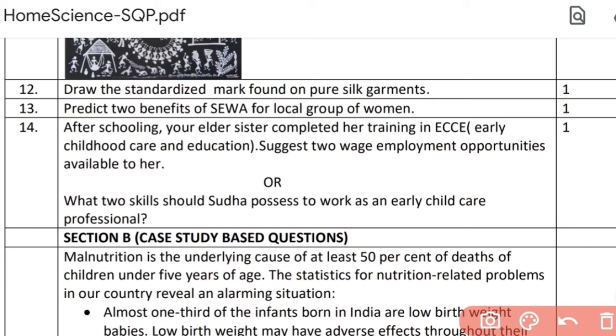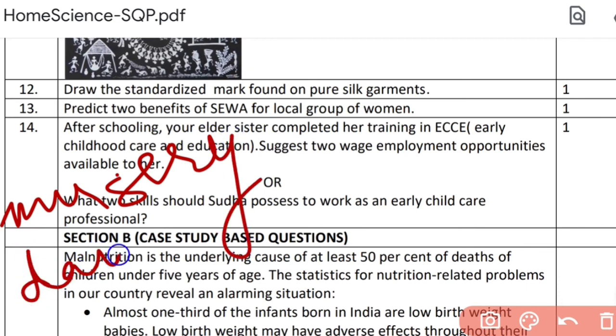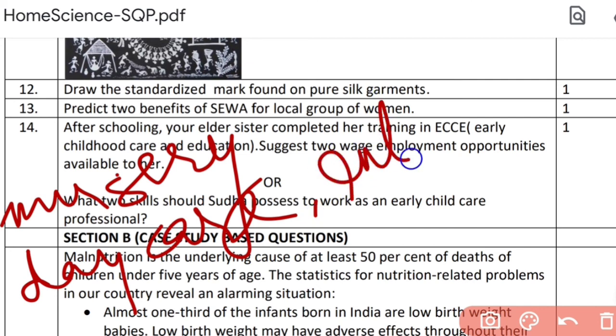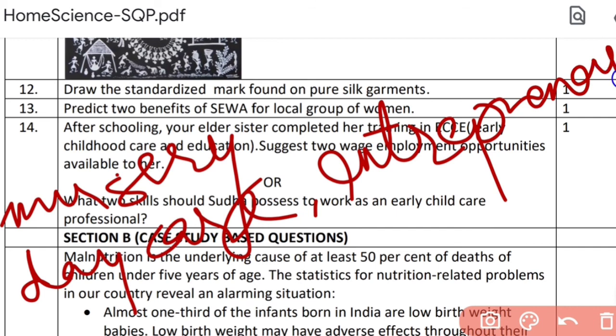Now, question number 14, again you have a choice. After schooling, your elder sister completed her training in ECCE, that is Unit 3, Early Childhood Care and Education. Suggest two wage employment opportunities available to her. What can be the two opportunities? This is very simple. She can work as a teacher in a nursery. She can also work in a daycare center. She can open her own daycare center and turn into an entrepreneur.